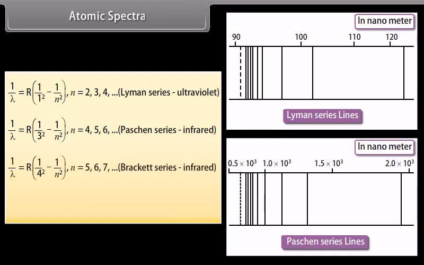Brackett series, which is given by 1 upon lambda equals R times 1 upon 4 squared minus 1 upon n squared. Here the value of n may be 5, 6, 7, 8 and so on. Pfund series, which is given by 1 upon lambda equals R times 1 upon 5 squared minus 1 upon n squared. Here the value of n may be 6, 7, 8, 9 and so on.